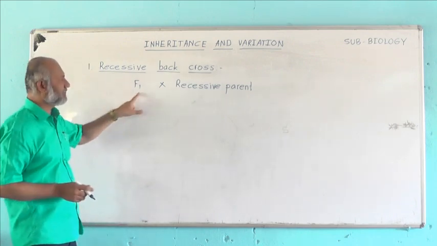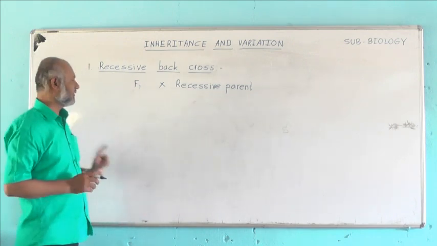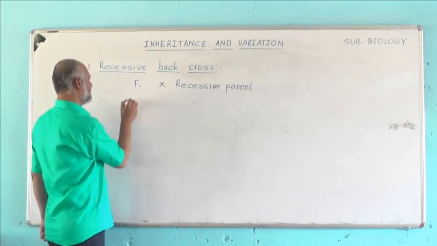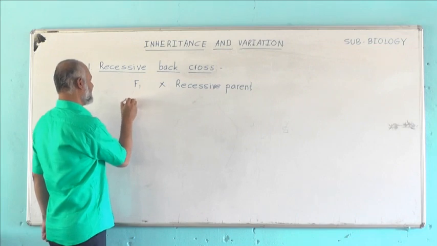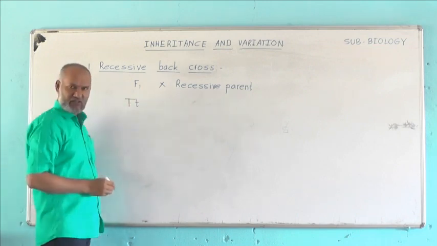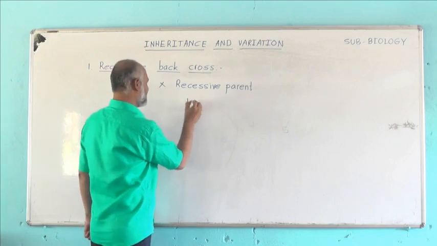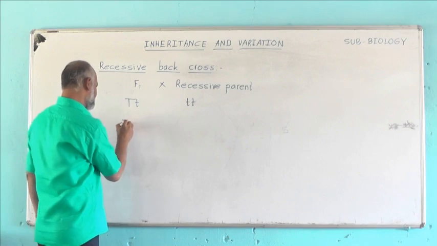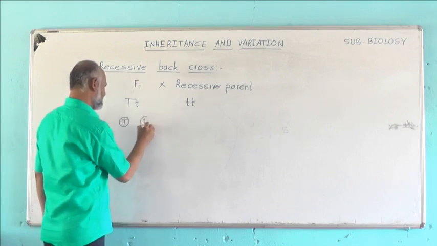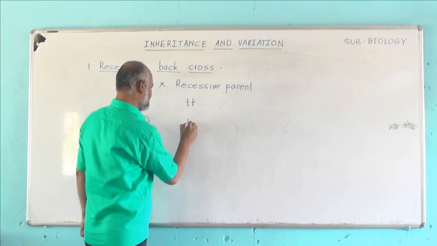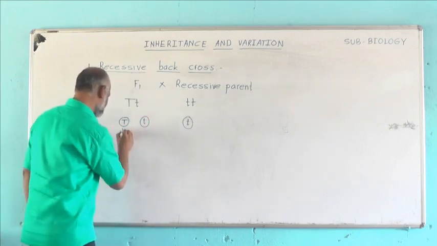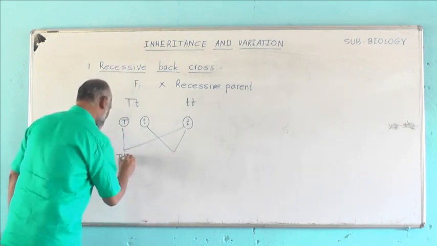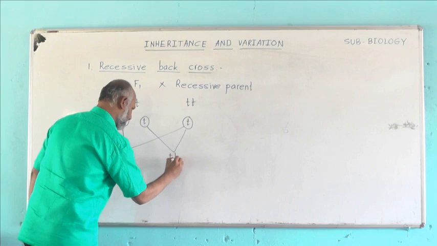Recessive backcross: F1 crossed with a recessive parent. Here in the monohybrid cross, the F1 individual has genotype capital T, small t, and the recessive parent is small t, small t. Here are two types of gametes, capital T and small t, and here small t. Random fusion gives capital T, small t, and small t, small t.